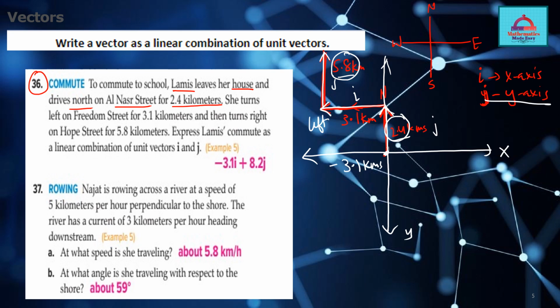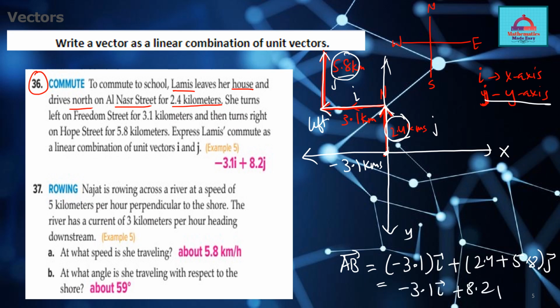So let's write now. Lamis's commute, let us say it is vector AB. It is equal to, for x, minus 3.1 i, plus for j these two added, 2.4 plus 5.8 j, that is equal to negative 3.1 i plus 8.2 j. This is how you solve using the vector knowledge, the vector diagram and the linear combination of vectors i and j. Similarly, you solve question 37.